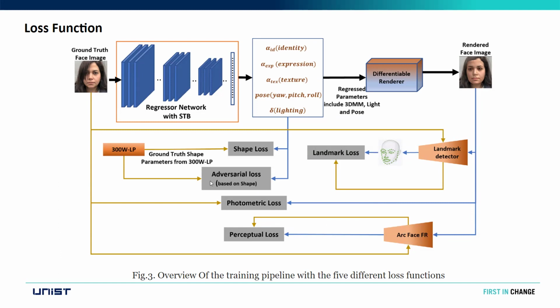For this particular shape loss and adversarial loss, they used 300W LP. So this dataset has its own ground truth shape and its own ground truth texture parameters as well. But the thing is, this 300W LP doesn't have high resolution. For example, for the shape, what we are looking for is around 35,000 vertices, but for this dataset they only have about 100 vertices for the shape, which is not high resolution.